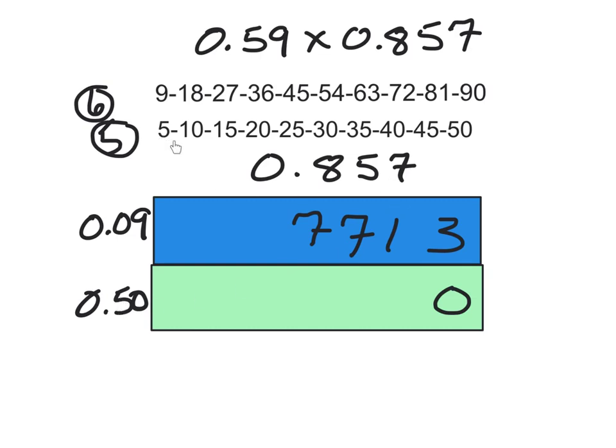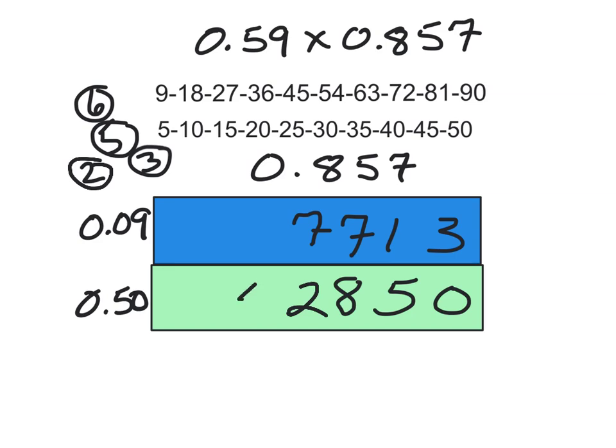5 times 7, 1, 2, 3, 4, 5, 6, and 7 gives me 35. I'm going to drop the 5 and carry the 3. Drop that 5, carry that 3, and move along, my friends. 5 times 5, 1, 2, 3, 4, and 5 gives me 25. Plus this 3 here will give me 28. I'm going to drop the 8, carry the 2, and move along. 5 times 8, 1, 2, 3, 4, 5, 6, 7, and 8 gives me 40. Plus this 2 here is going to give me 42. I'm going to drop the 2 and the 4 because I am all done with all my multiplication.